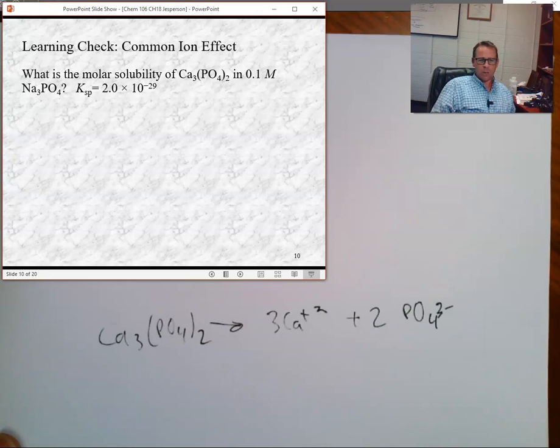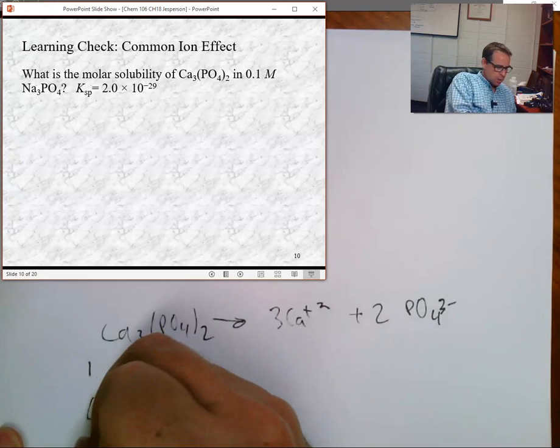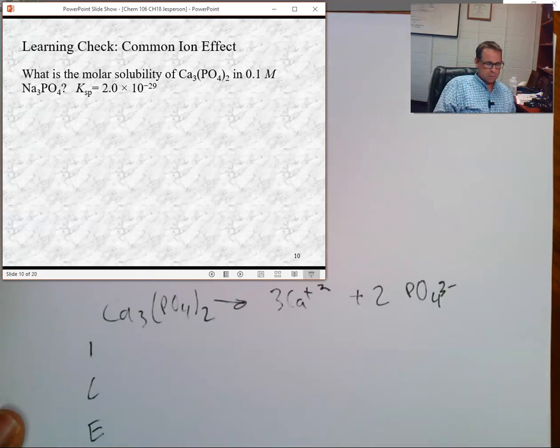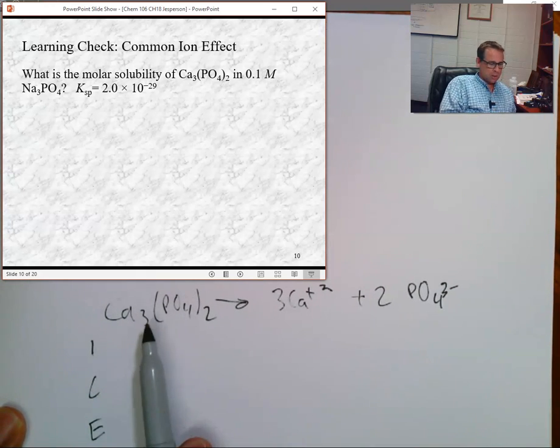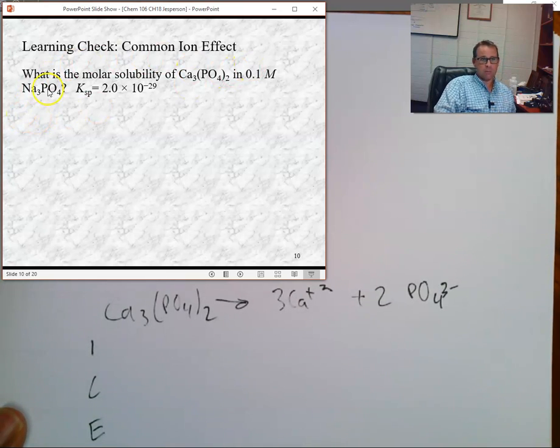Okay, that's what's going on here. And we want to know the final amount, the molar solubility that actually dissolves if we start off with 0.1 molar sodium phosphate in solution. Well, is the 0.1 molar sodium phosphate going to influence how these ions interact with each other, or how this salt dissociates? What do you think, Brielle? Which one of these ions will influence how this salt wants to dissolve?